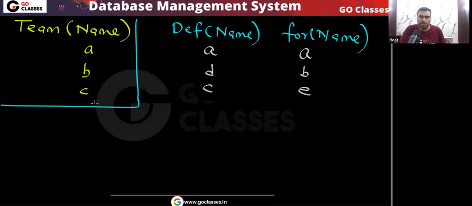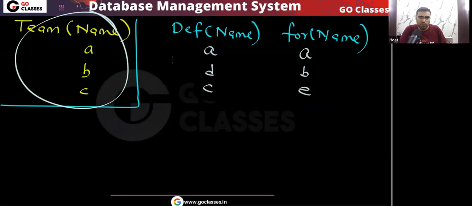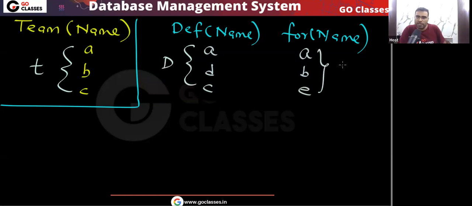Now you can easily see what will happen. Tell me, what should I do? Should I do the union of this minus this, or should I do this minus the union of them? Tell me, I am asking you. So for a moment, let me call the team table T, the defender table D, and the forward table capital F.